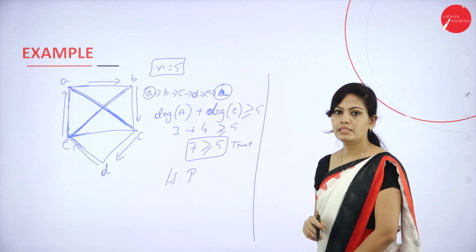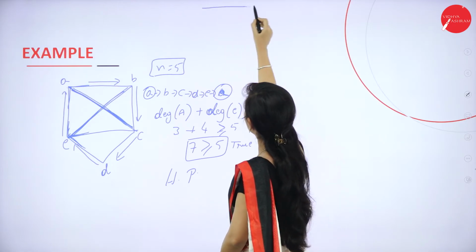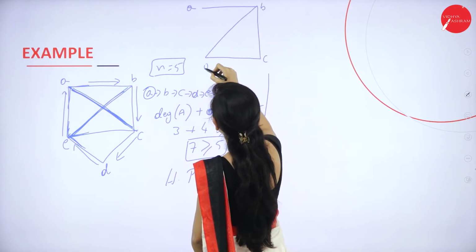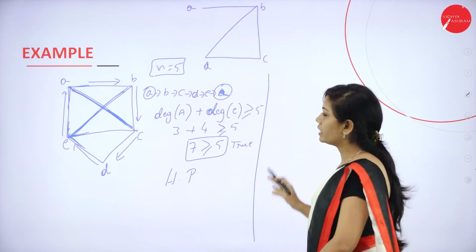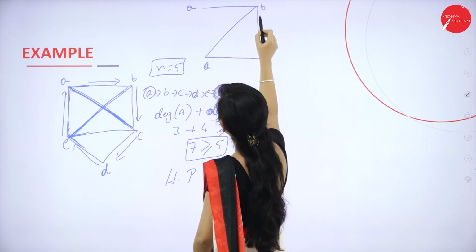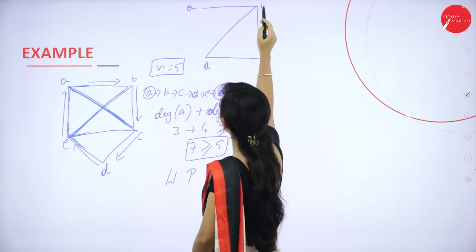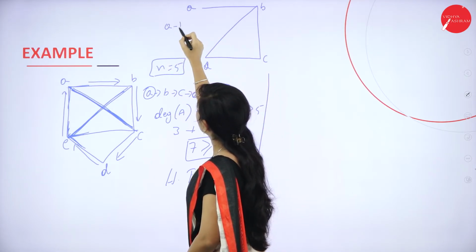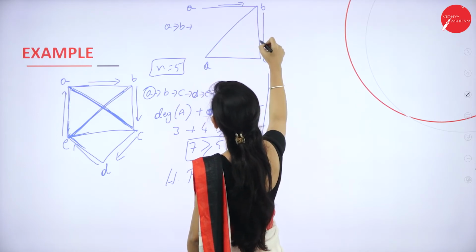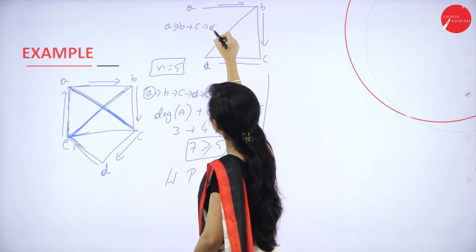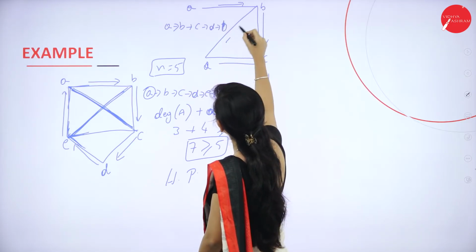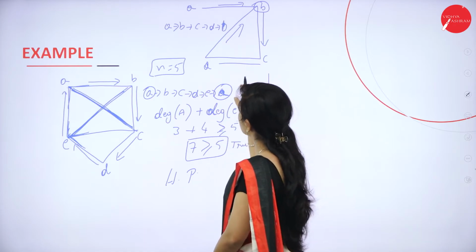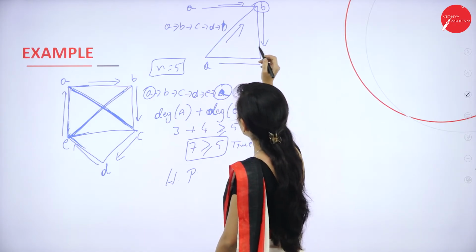So this is one example, and the next example: A to B, B to C, C to D, D to B. So here A, B, C, D. First you have to check whether it satisfies the Hamiltonian condition. The Hamiltonian condition means it has to visit each and every node exactly once. A to B, B to C, C to D, D to B. It's not satisfying because B is repeated twice. So this graph does not satisfy the Hamiltonian condition, and a Hamiltonian path does not exist.